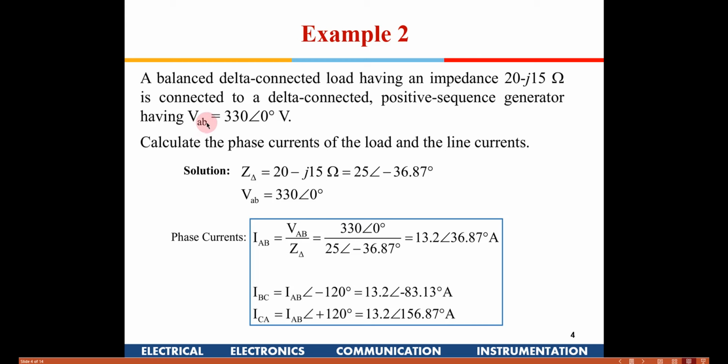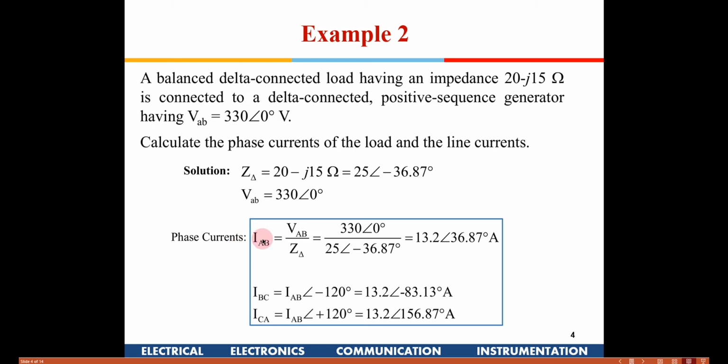If it is given as AN, then you can assume that it is a phase voltage. The moment it is written AB, and an ABC sequence is there, AB means it is a line voltage. Again, it is a delta connected load. So Z is given as 20 minus j, so the magnitude will be 25 in this case, and VAB is given here.